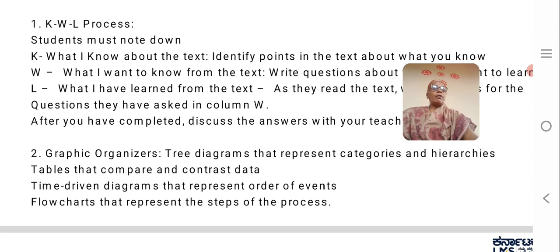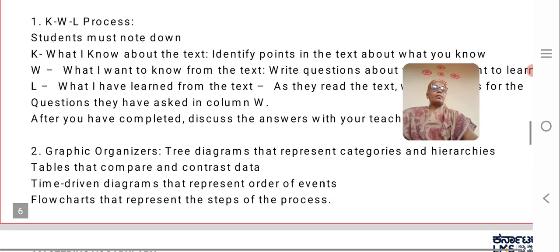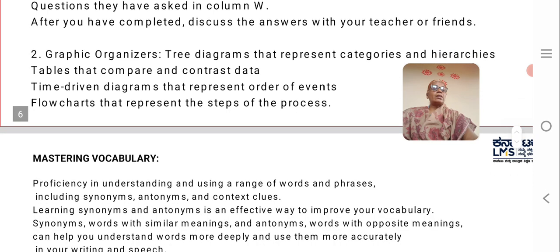We also have graphic organizers like writing down T diagrams that represent categories, hierarchies, tables that compare and contrast data, time-driven diagrams that represent order of events, historical orders or chronological sequences, flow charts that represent the steps of the process. These are some of the summarizing techniques.